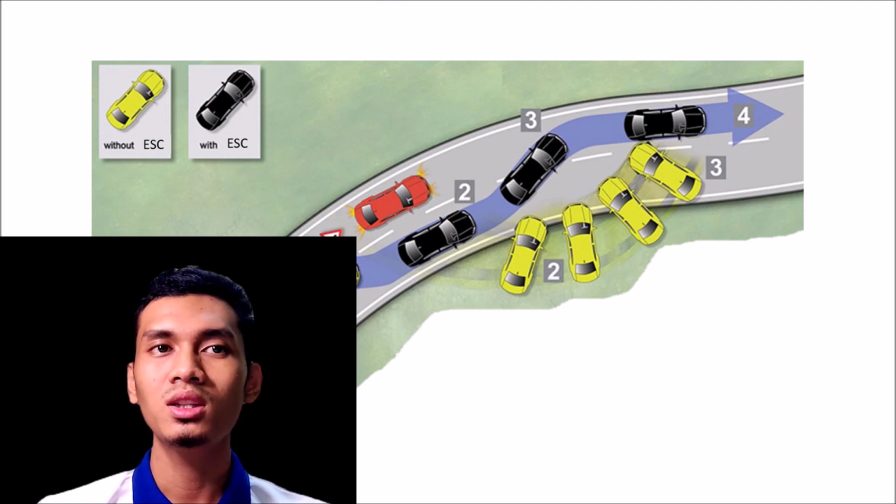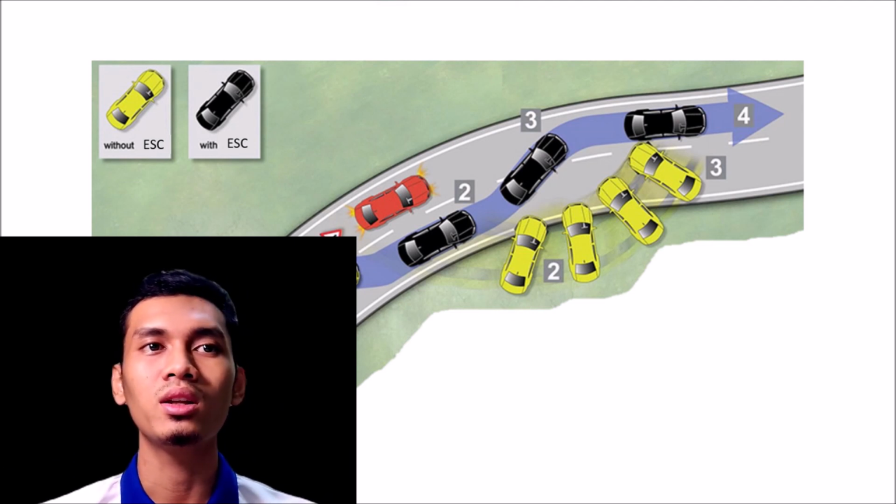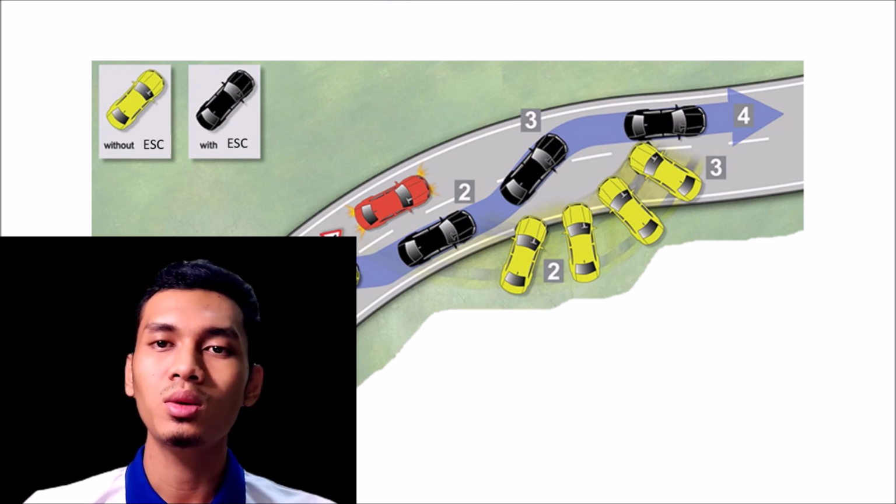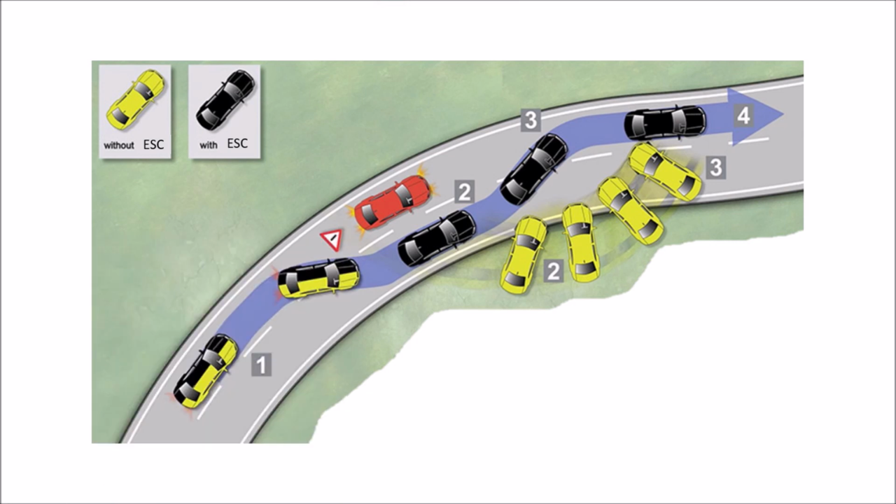Okay, now you will see a picture with two cars, a black and a yellow car. The yellow car is not equipped with ESC, and the black car is equipped with ESC. You can see the two cars are avoiding a red car. Then you can see that the yellow car without ESC is skidding outside the road, and the black car can avoid the car and move clearly past it.